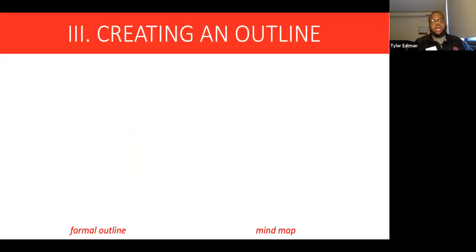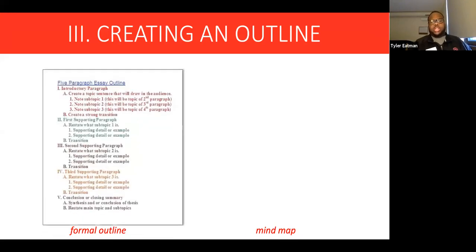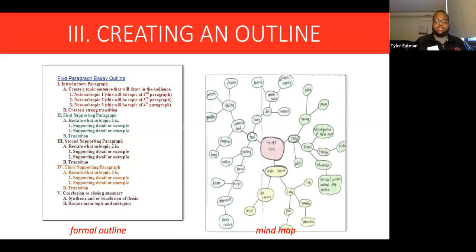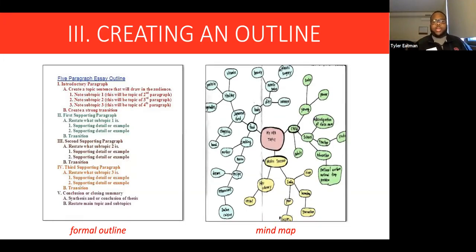So our next step is creating an outline. We talked a little bit more about this yesterday, even though there are different examples, but like I told you yesterday, we're trying to outline your paper. On the left-hand side, we have a formal outline. This is usually the way I go when I'm writing my papers. This formal outline basically starts with your introduction paragraph, then your three body paragraphs, and a conclusion.